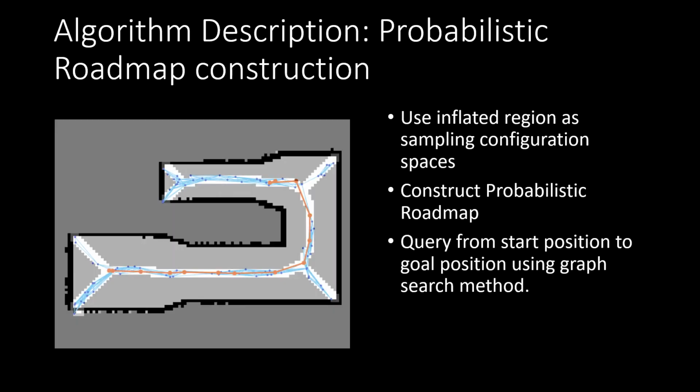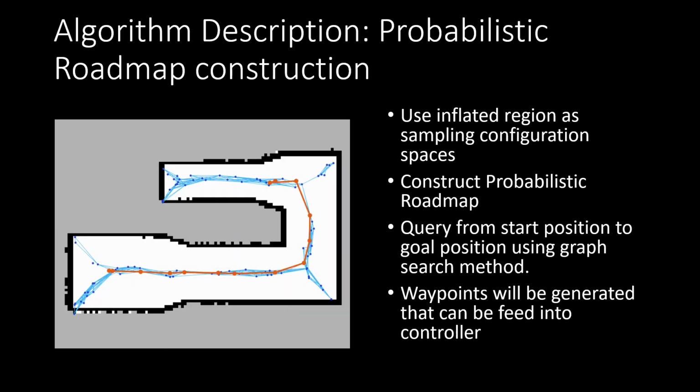So from that, during a query process, the user will input the goal position and the planner will try to query the trajectory from the starting point to the end point using a graph search method. After the graph search method has been done, the waypoints will be generated that can be fed into the controller. This is an example of the process.